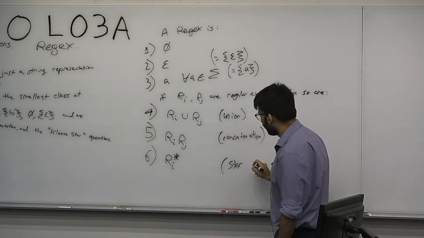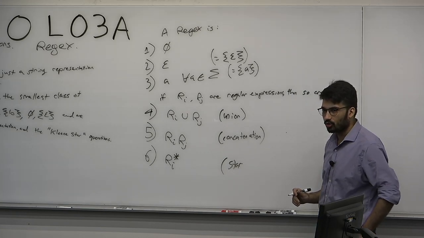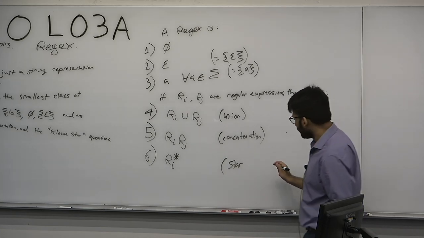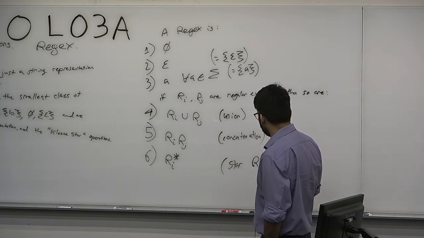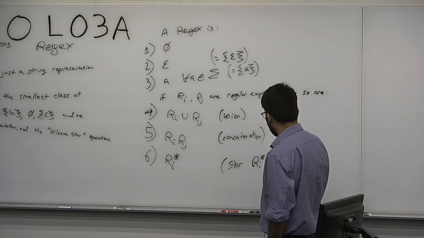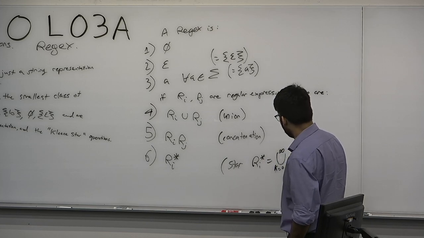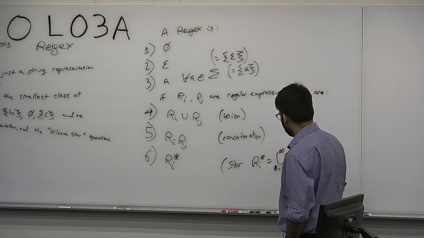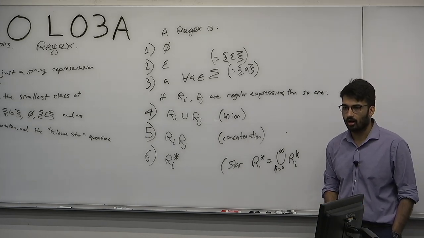Kind of like sigma star, when we take anything to a star, what we mean is zero or more copies of it. So what we quite literally mean is that Ri star is going to be equal to the union of k equals zero to infinity of Ri to the k. So just zero or more copies of that regular expression, including zero copies, which is the empty string.